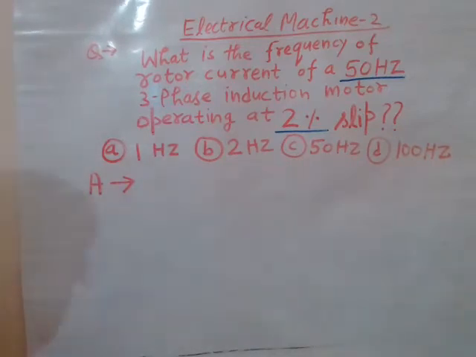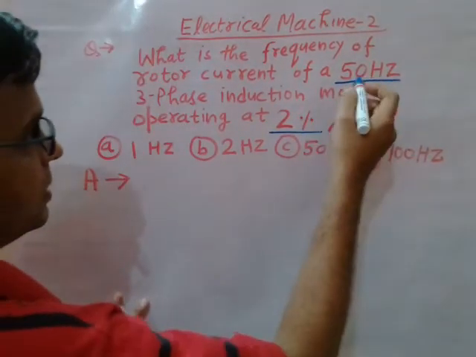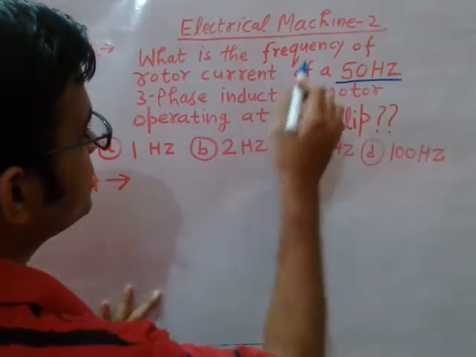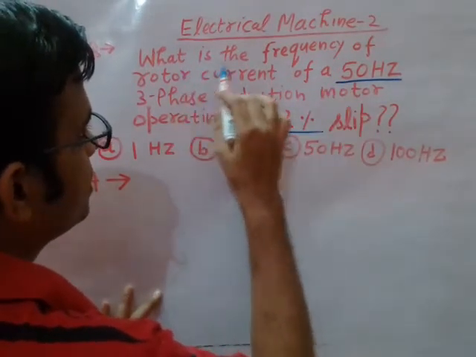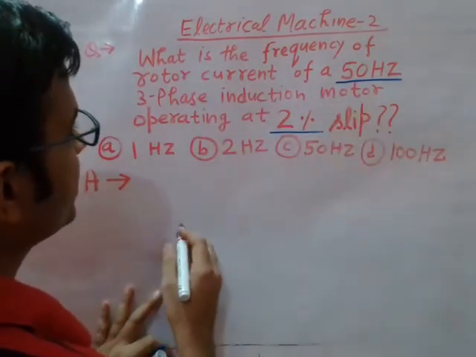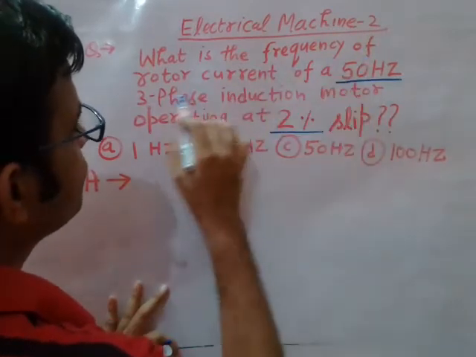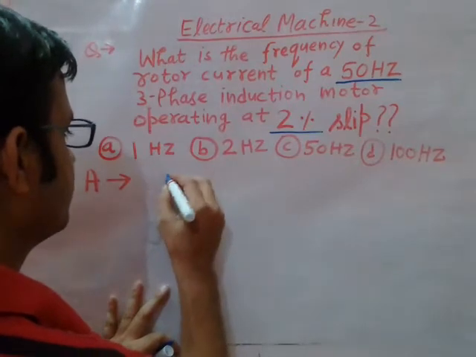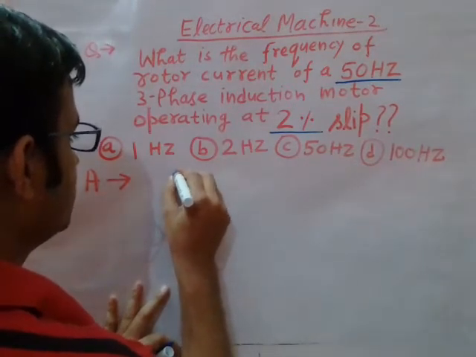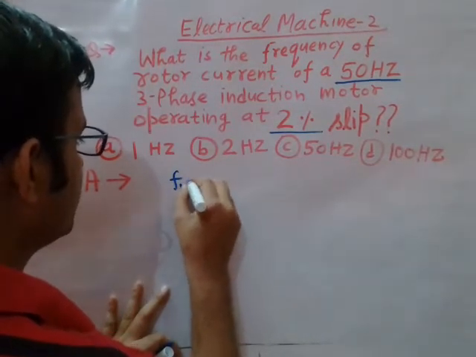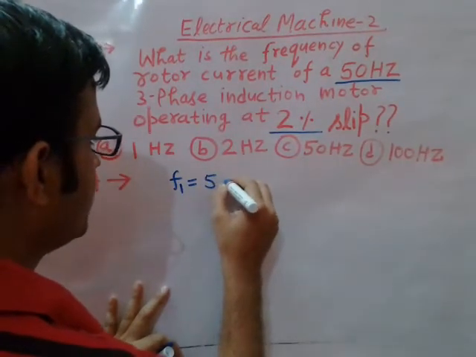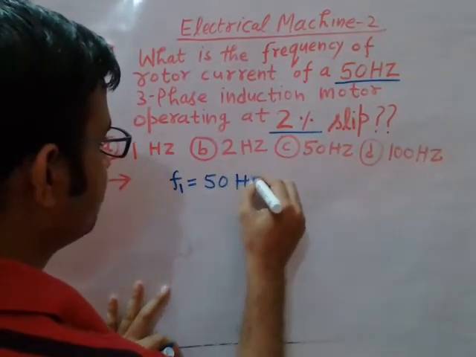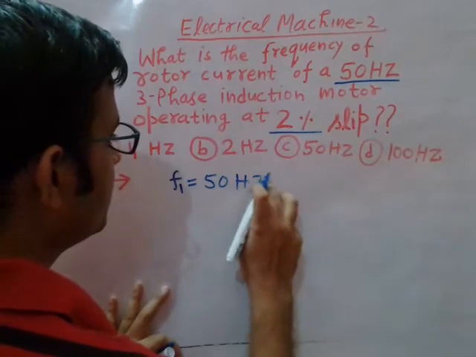So the supply frequency is given to you. It is 50 Hertz. What is the frequency of rotor current of a 50 Hertz 3-phase induction motor? That means 50 Hertz is the supply frequency. So let me call the supply frequency F1. It is given to you as 50 Hertz.